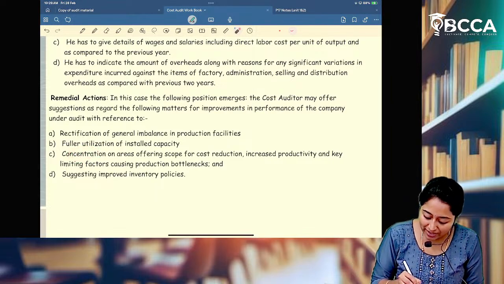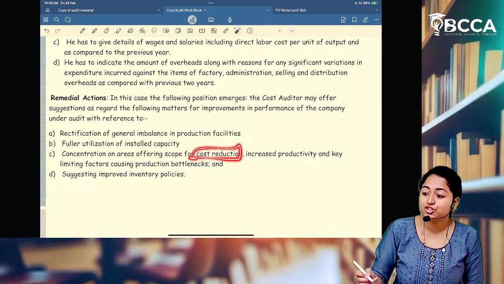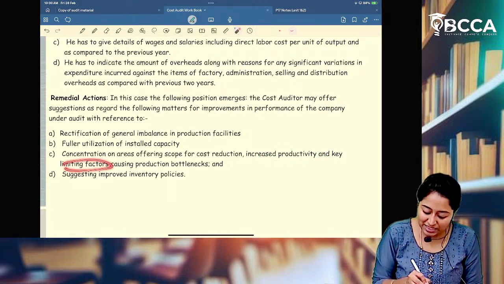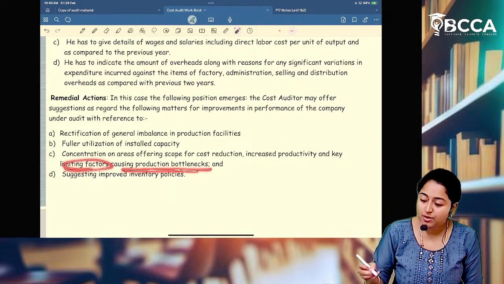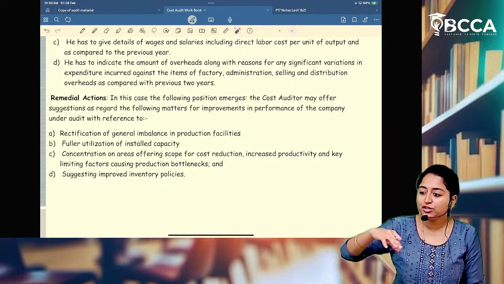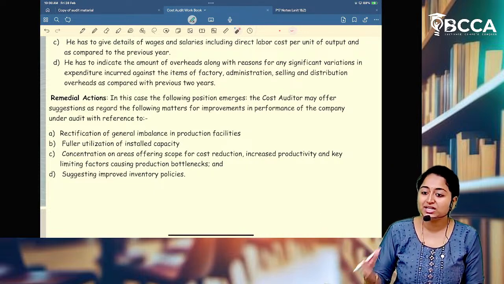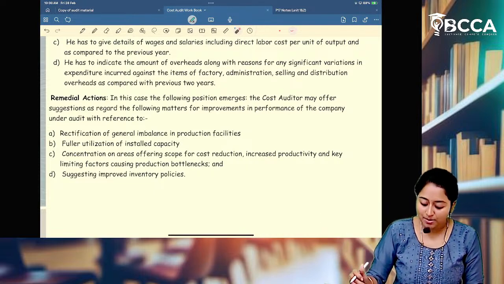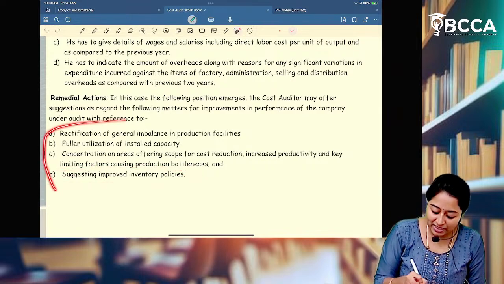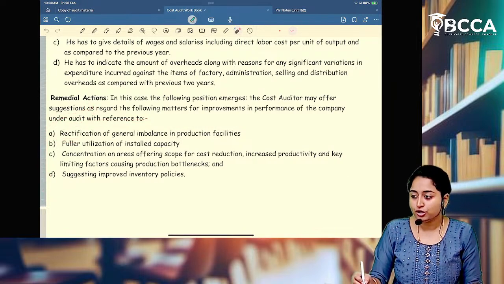Concentrate on areas offering scope of cost reduction. So these are the areas on which you can focus for reducing cost and increasing productivity, and on key limiting factors causing production bottlenecks. So there are these kinds of bottlenecks in your production. Try to eliminate those bottlenecks so that the production will flow on continuously and you will not have any breakdowns in the middle. Suggesting improved inventory policies. So after analyzing, these are the suggestions that can be given by the cost auditor.